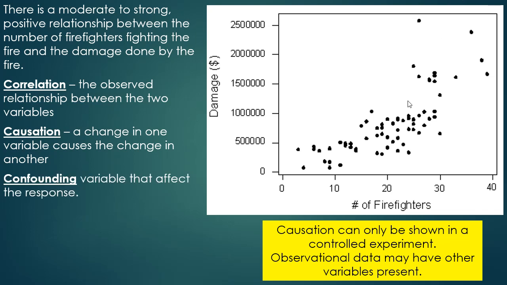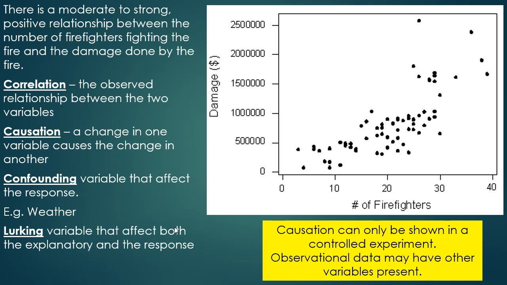In an observational study, there may be confounding variables, so that's variables that affect the response. For example, there might be weather. So if it was a rainy day, then maybe less damage is being done by the fire. And when I thought about it, I actually found it very hard to find confounding variables for this example.